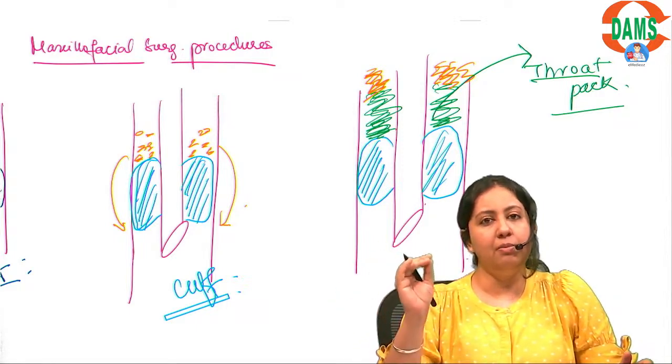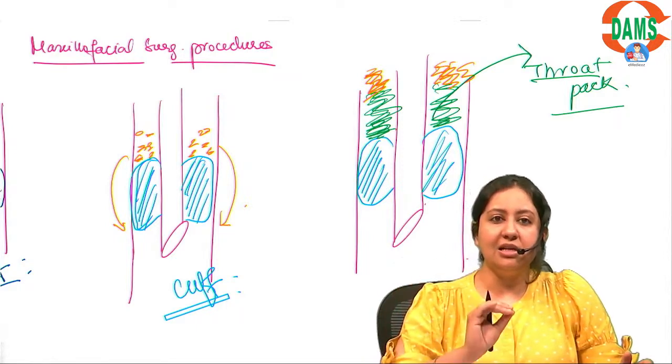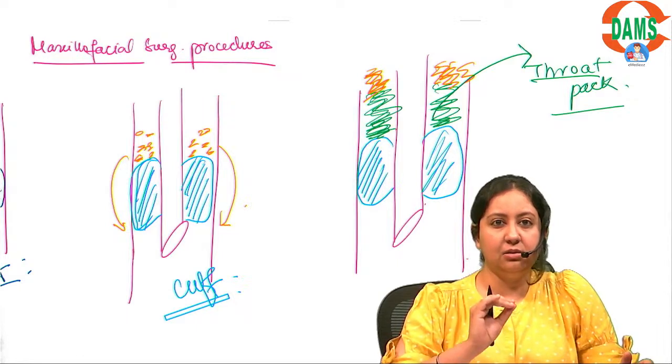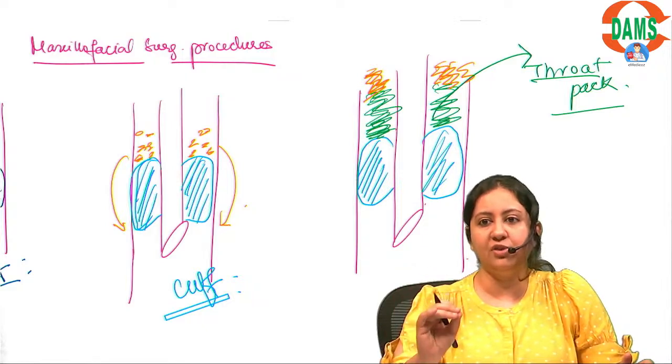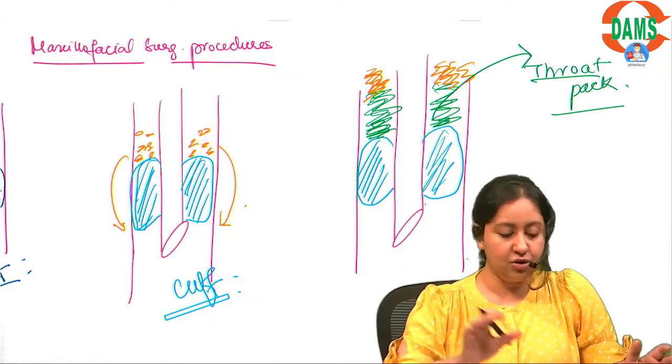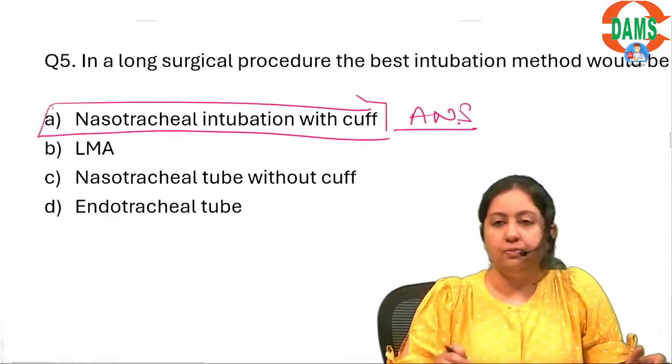Understood? So for maxillofacial surgery, a throat pack is a necessity and it is the best. Cuffed tube along with the throat pack is the best option for maxillofacial surgical procedures. Understood? Okay, now I want to discuss the options.